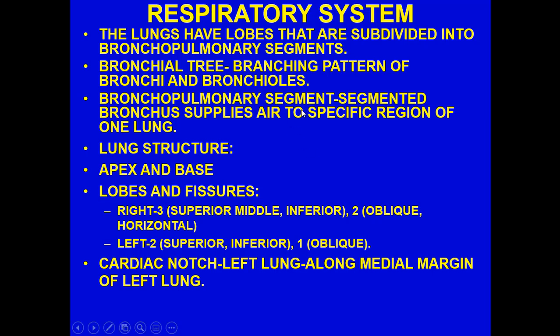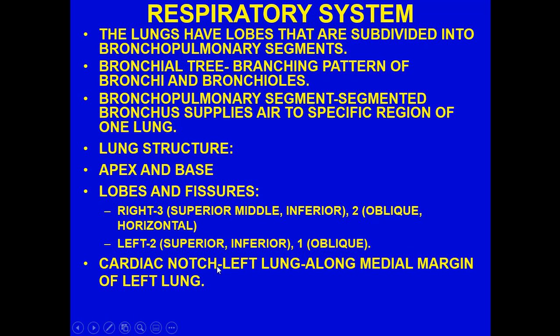When you look at the gross anatomy of the lung structure, you have the apex and the base. Now, you're going to have lobes and fissures. For the right lung, you have a superior, a middle, and an inferior lobe. Basically, you have 3 lobes, because you have 2 fissures, oblique and horizontal. Yet on the left lung, you only have 2 lobes, superior and inferior, and that is because you have only one divider there, the oblique fissure.